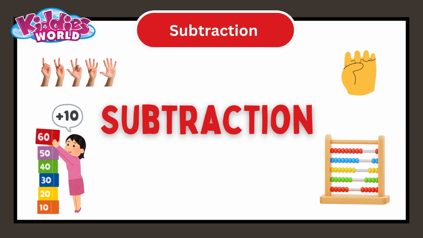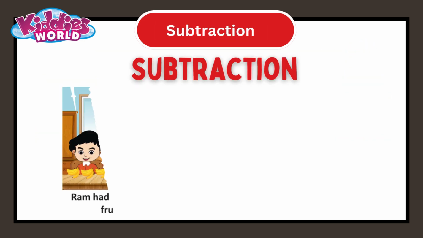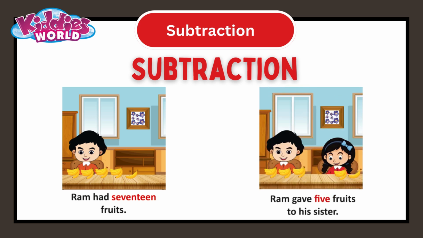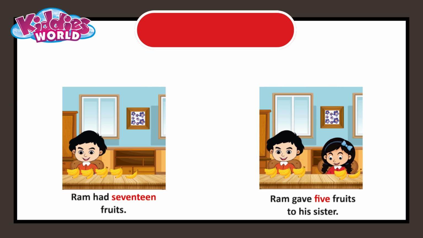Today, we'll learn how to solve a subtraction problem in a simple and easy way. Let's get started. Here's the problem for today. Ram had 17 fruits, but then he gave 5 fruits to his sister. So, how many fruits does Ram have now? Let's figure it out together.